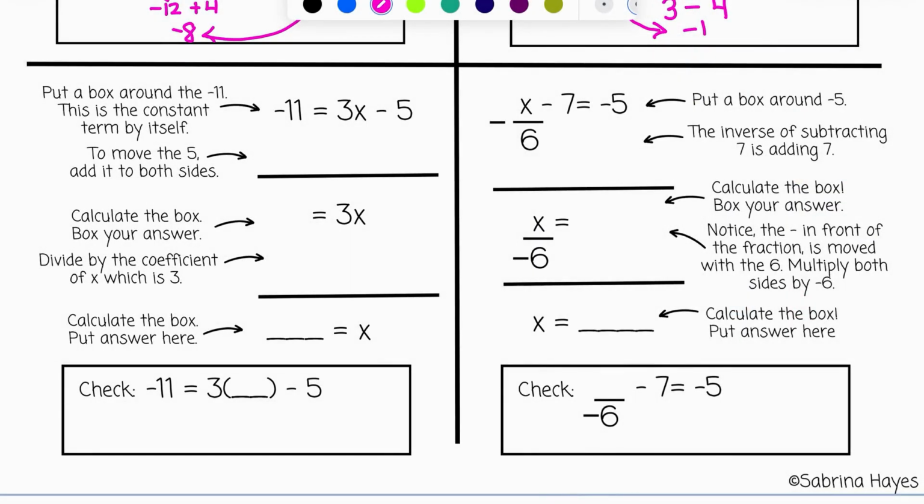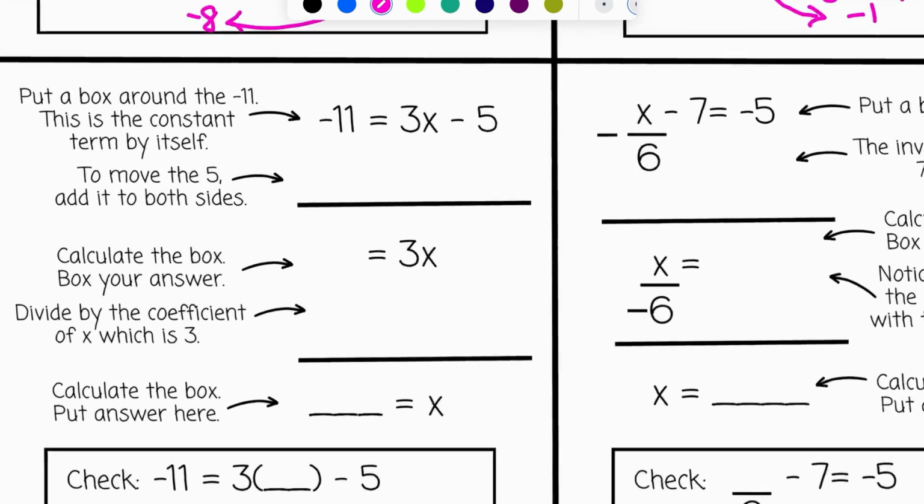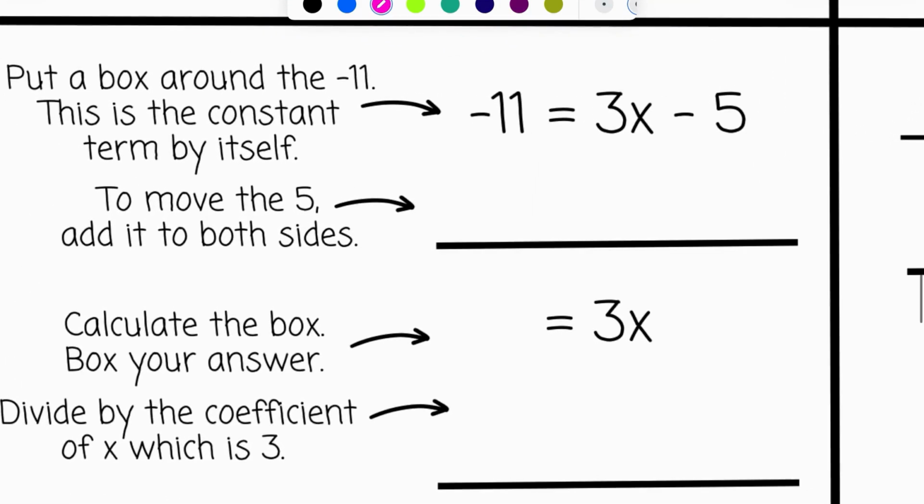Okay, we've got 2 more examples. Our next example is negative 11 equals 3x minus 5. We need to choose which side we want to put our box around. Remember, we're looking for the side that only has one thing, which would be the negative 11. Okay, so I'm going to box negative 11.